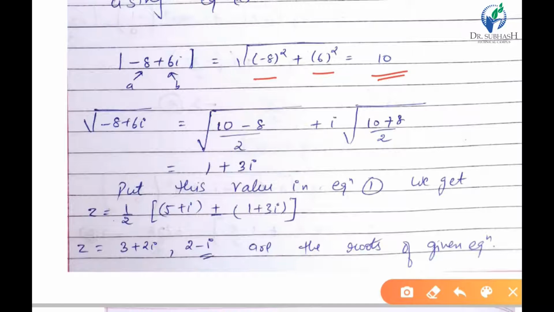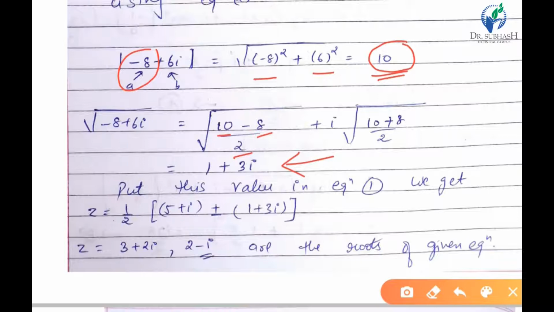Okay. So the equation was root of mod z plus a by 2 plus I under root of mod z minus a by 2. In place of mod z we have substituted 10, and in place of a we are putting minus 8. So we get here 1 plus 3I as a value of under root of minus 8 plus 6I.